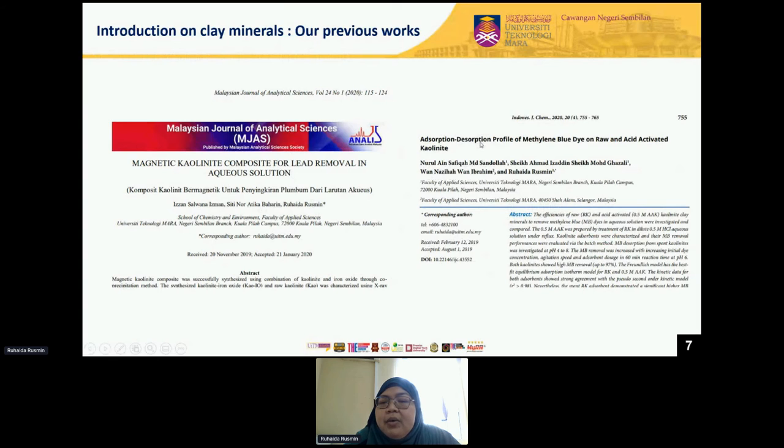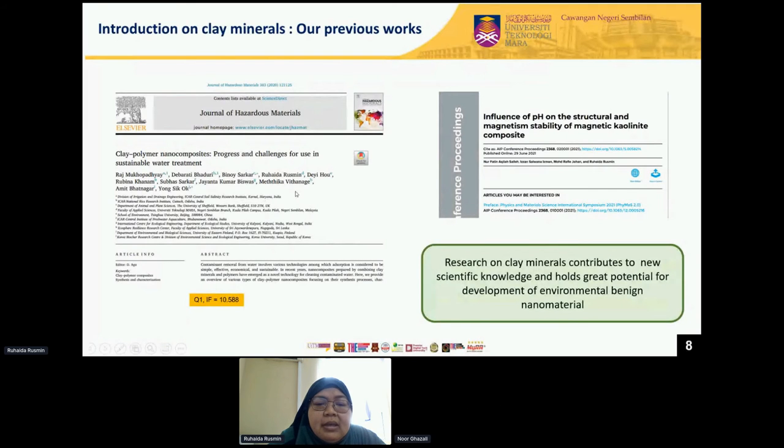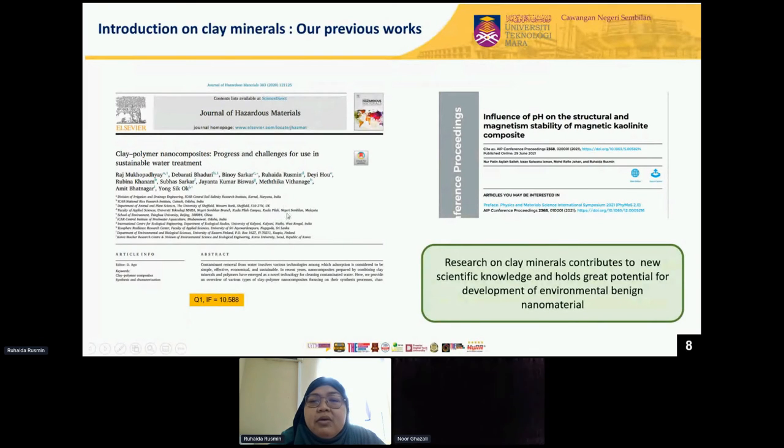And this is about, we try to compare the performance of these clay minerals between the raw and those that are acid activated towards their removal of the methylene blue dye. Okay, and alhamdulillah, last year as well, I think we published, we managed to make a collaboration between some of the researchers in the UK, Sri Lanka, Finland and Korea to work together on the clay polymer nanocomposites.